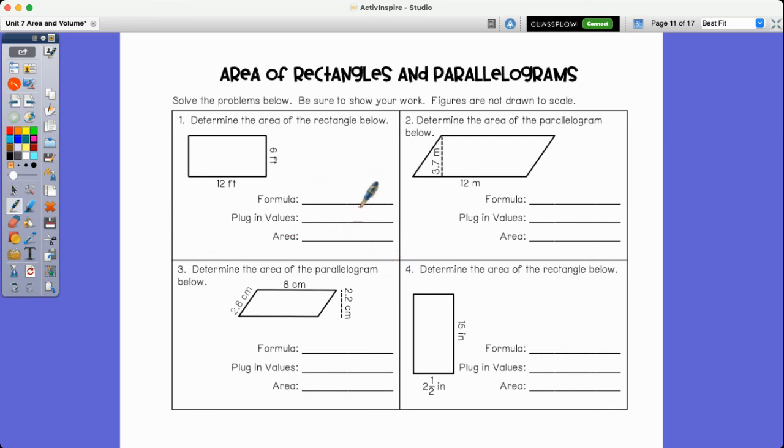I don't care what you do, as long as you have 1 rectangle, 1 parallelogram, and one word problem. So I would say either do your odds or evens, okay? So either do 1, 3, 5 or do 2, 4, 6, your choice, but I will see you in class.